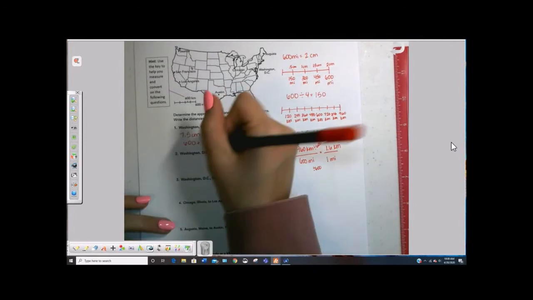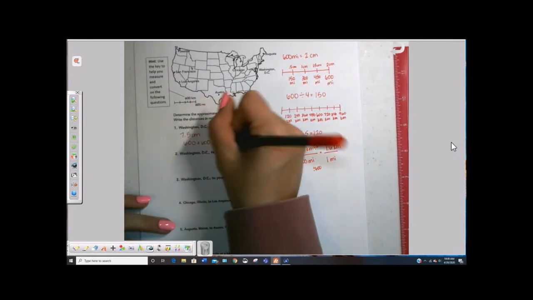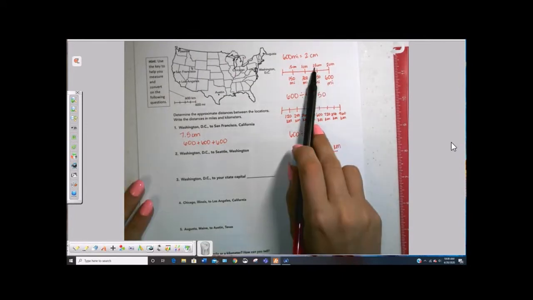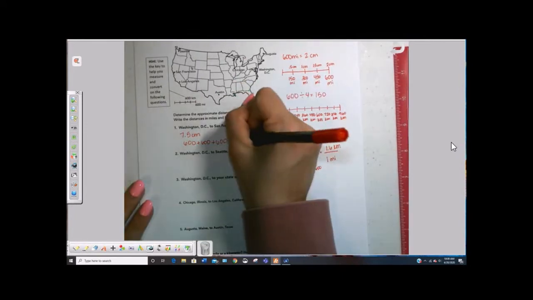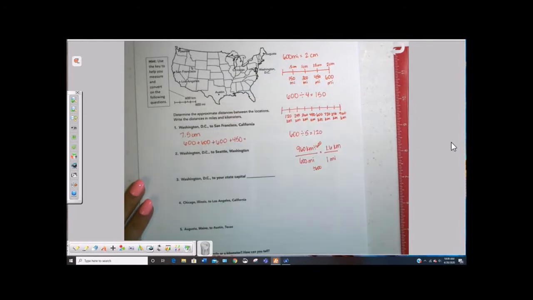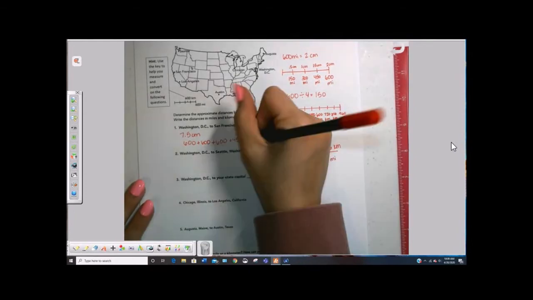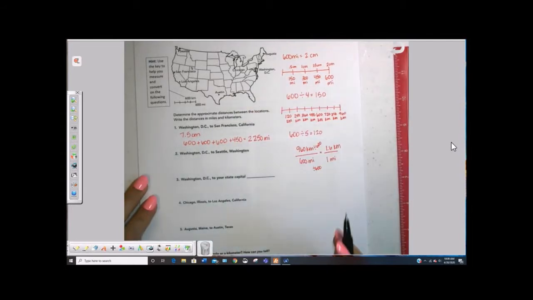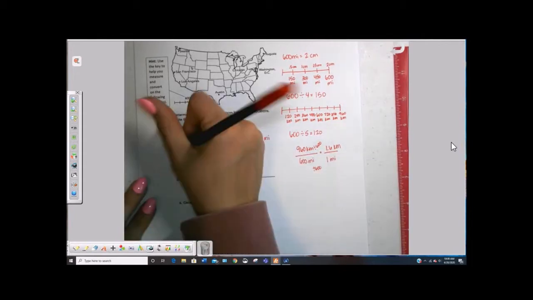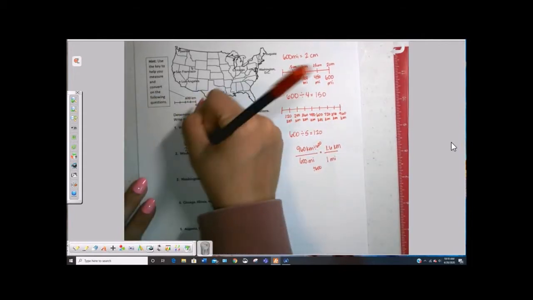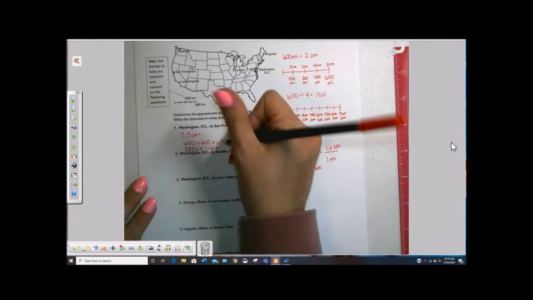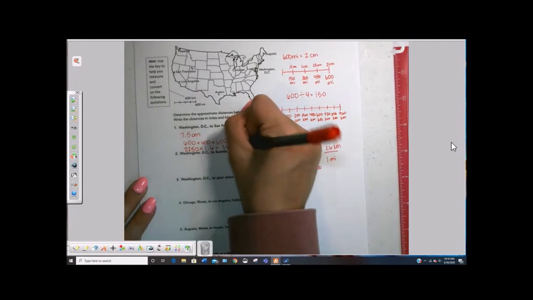So you would have 600 plus 600 plus 600 because that's 6 centimeters. And then you have 1.5 centimeters left over, which is 450. So add all that together, you get 2,250 miles. Now we know 1 mile is 1.6 kilometers. So we're going to take that 2,250 times 1.6, and you get 3,600 kilometers.